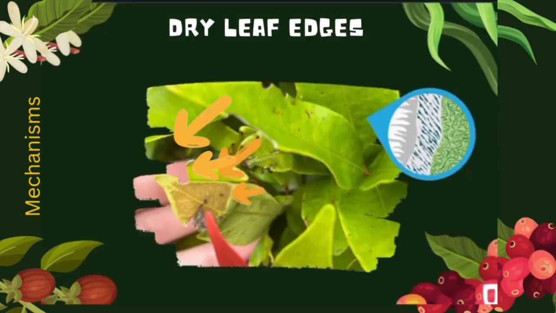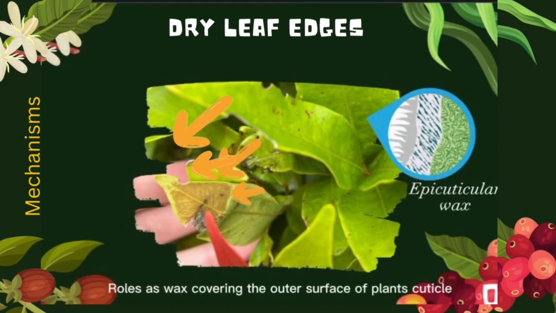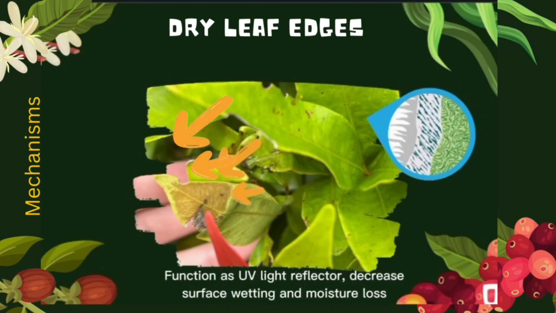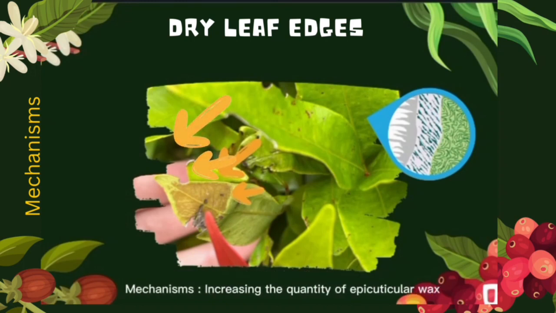Thank you. Mechanism in dry leaf edge. The outer margin of a leaf will dry up, but the leaf as a whole remains viable. The cause is epicuticular wax, which acts as a wax covering the outer surface of a plant cuticle. It functions as a UV light reflector, and decreases surface wetting and moisture loss. So, the mechanism in overheating is the increase in quantity of epicuticular wax on Syzygium myrtifolium leaves.